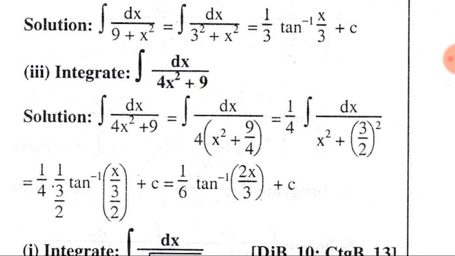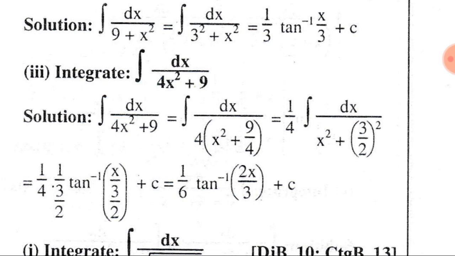For doing the third integral of question number 28, first of all we have to make the x squared free from the coefficient. Here the coefficient is 4, that is why I take 4 as common, that means using the distributive law we get 4 times (x squared plus 9 by 4), and 1 by 4 I put outside of the integration sign, then we can write dx divided by (x squared plus (3 by 2) squared).